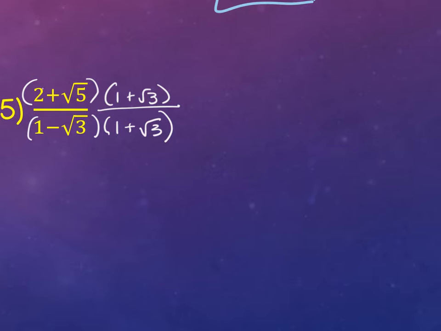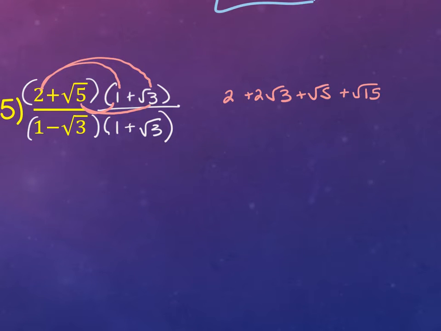So I'm going to multiply the first 2 terms on the top. 2 times 1, that's 2. Multiply the outer 2 terms on the top, that's 2 root 3. Multiply the inner 2 on the top, that's plus root 5. Multiply the last on the top, root 3 times root 5, which is root 15. None of those can get combined, so that whole thing is my numerator.